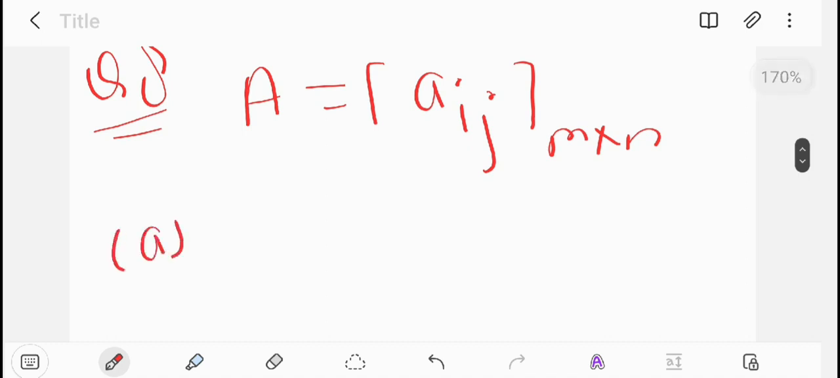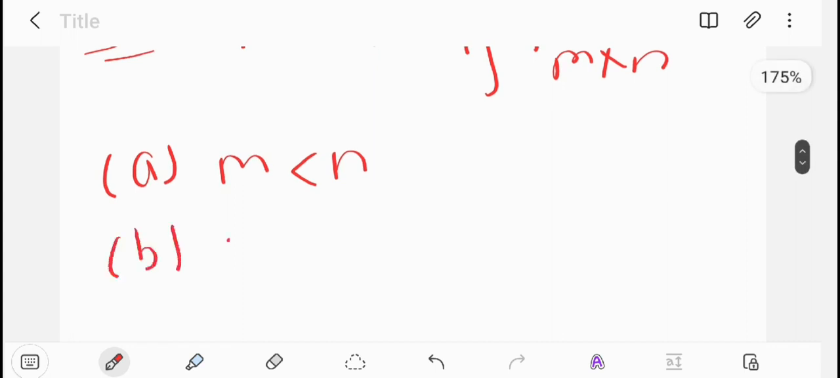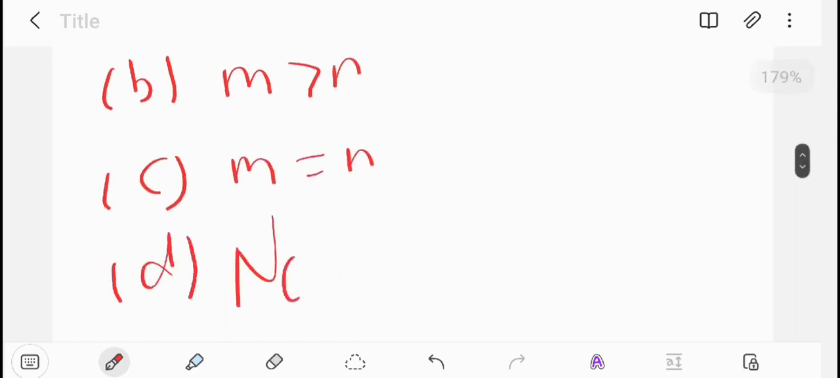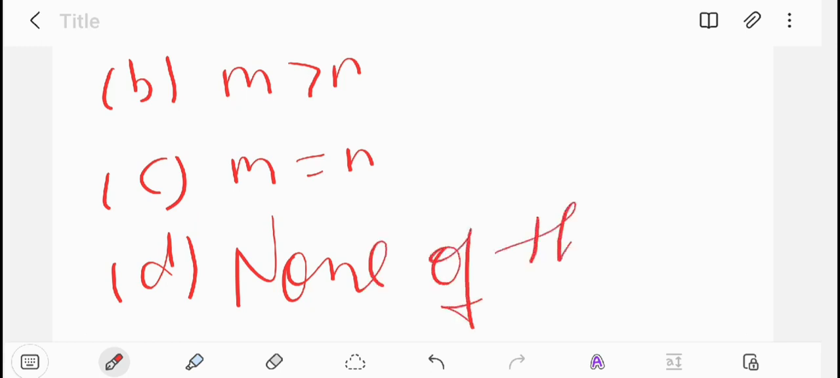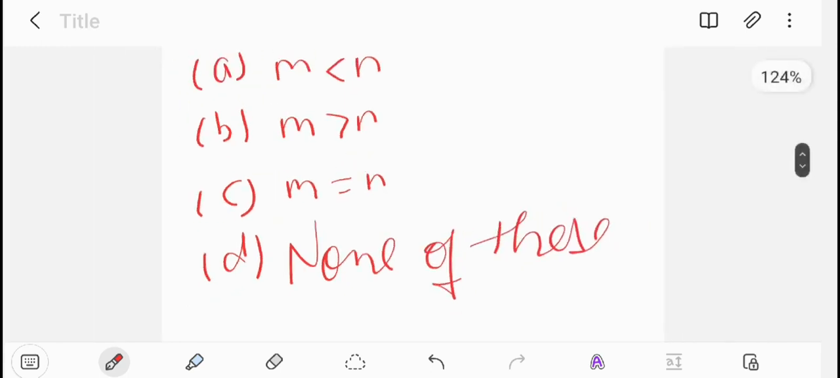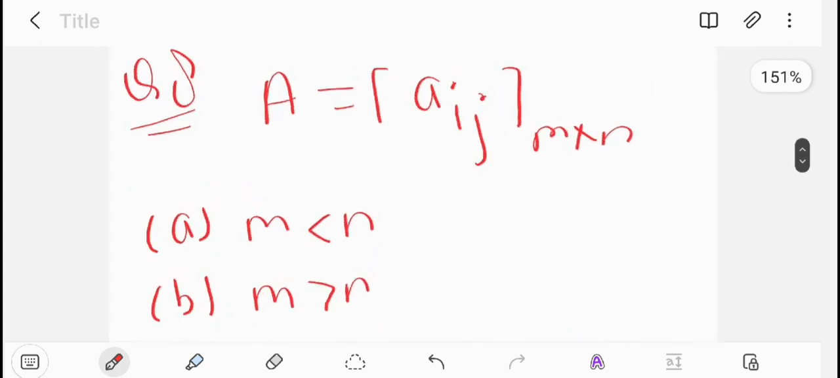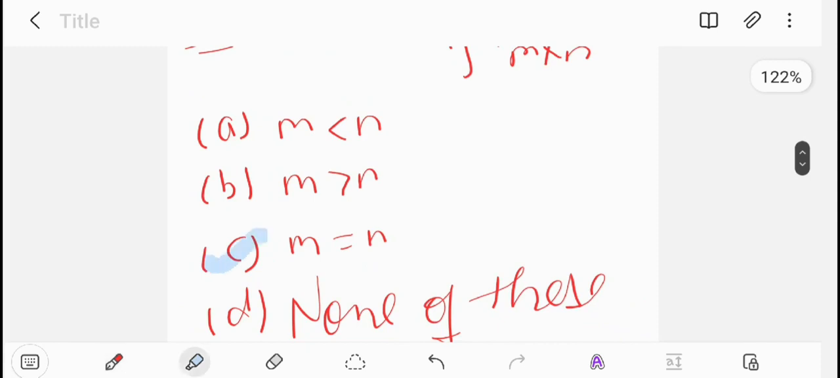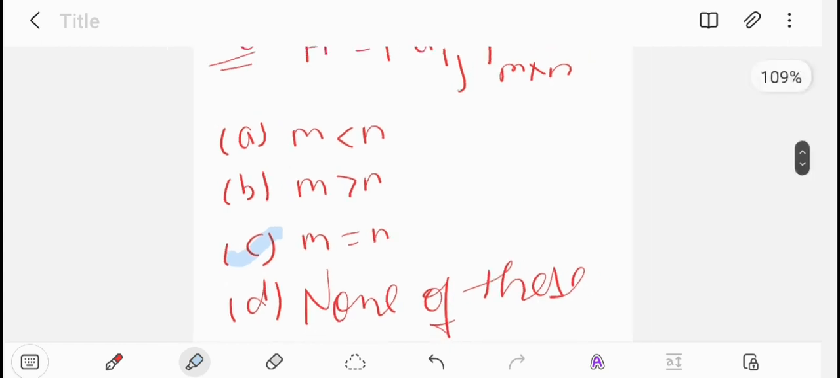We are given 4 options. We are given this option as A, this option as B, this option as C, and this option as D. In option D we have been given none of these. If you have watched my first video, you can very easily answer this question. A square matrix is one in which the number of rows is equal to the number of columns. So simply option C is the correct option. I don't think there is any requirement of further explanation.